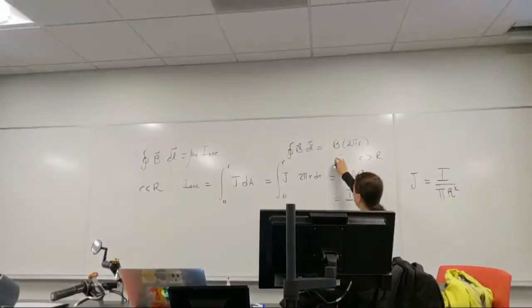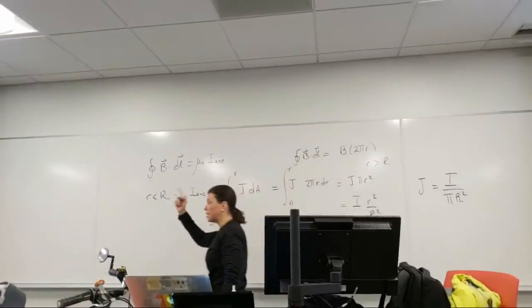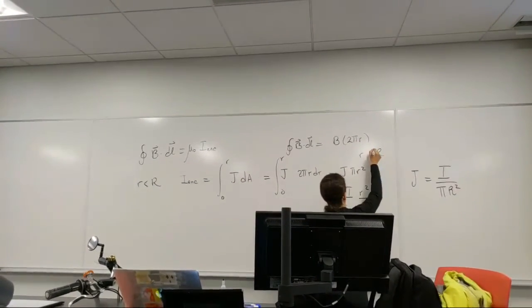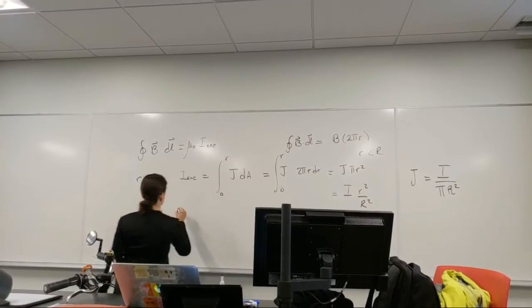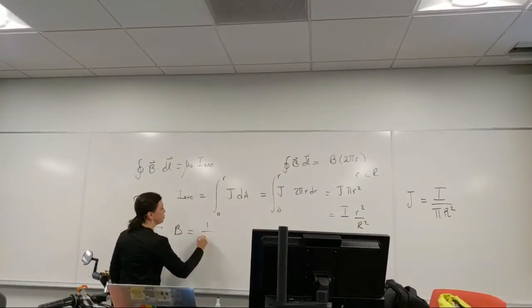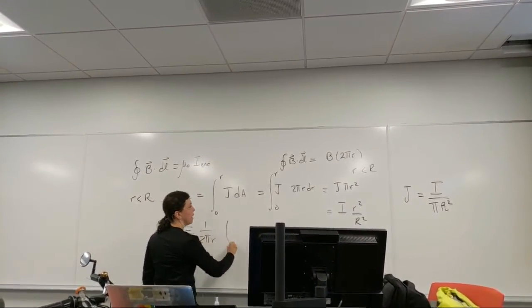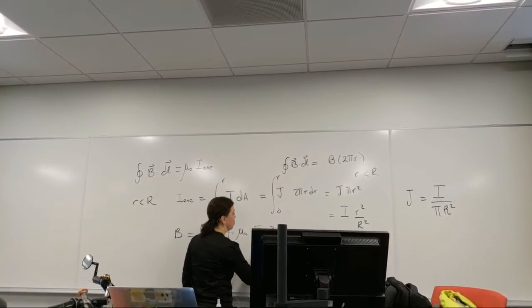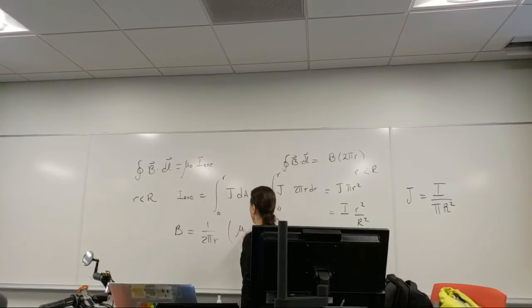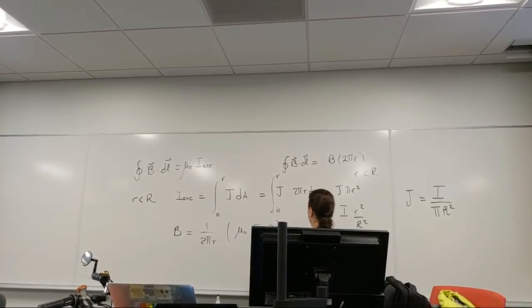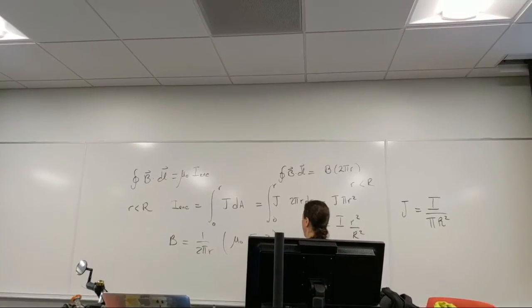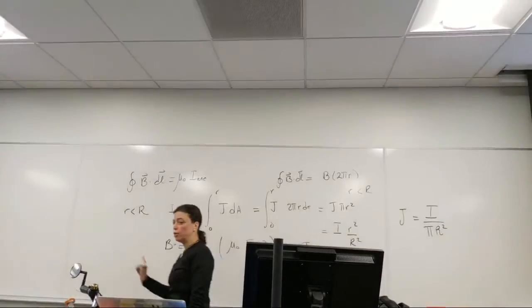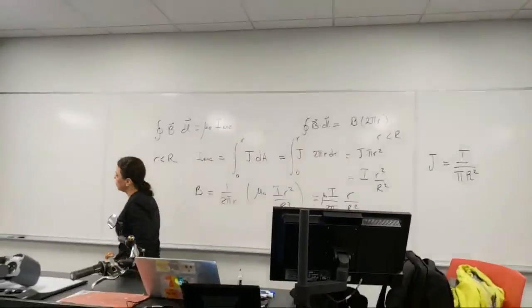What about B dot dl? Actually, the expression is exactly the same, except that now R is less than A. So what is B? B would be equal to 1 over 2 pi R times mu 0 times the current enclosed, which is I R squared over A squared. One of the R's cancels out, and I get mu 0 I over 2 pi R over A squared. So it has a linear dependence on the radius.